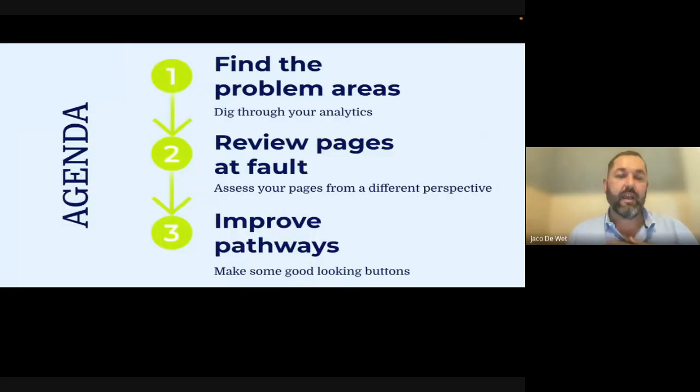So again, just to recap: find the problem areas, dig through analytics, review the pages at fault, assess your pages from a different perspective, really play around with the information that you have at hand, and then improve your pathways. Make sure you have good looking buttons and that you've looked at the content as a whole.